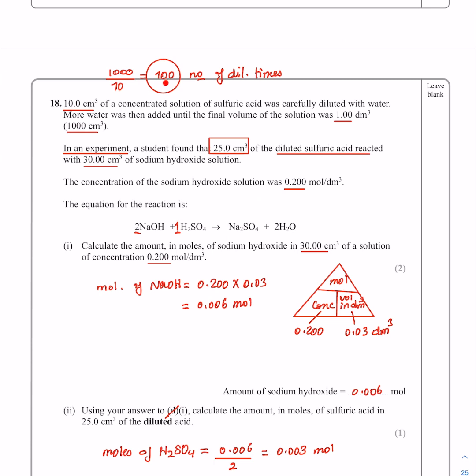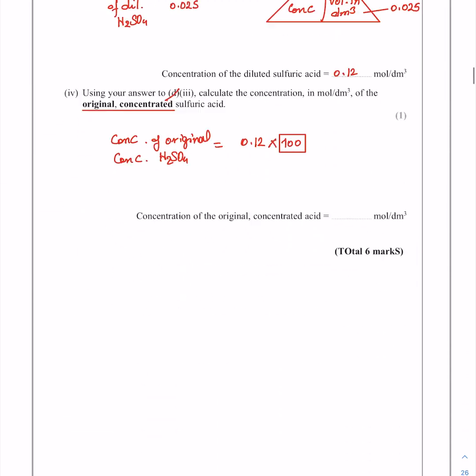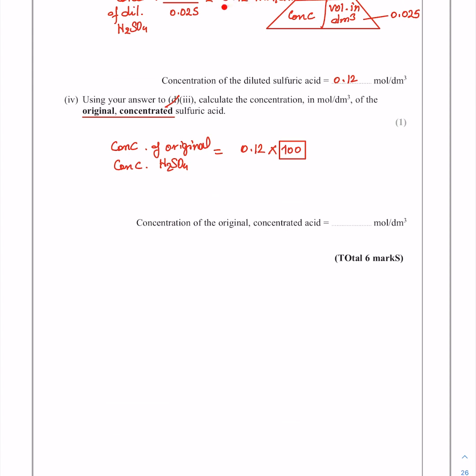100 مرة دي جت منين؟ عملت dividing الفاينل فوليوم اللي هو 1000 over الانيشال فوليوم اللي هو 10. يبقى أنا خففت السوليوشن بتاعي 100 مرة. فلو هو بعد التخفيف 0.12 يبقى قبل ما تخففه كام؟ 0.12 times 100، يعني تطلع 12 mole per cubic decimeter.